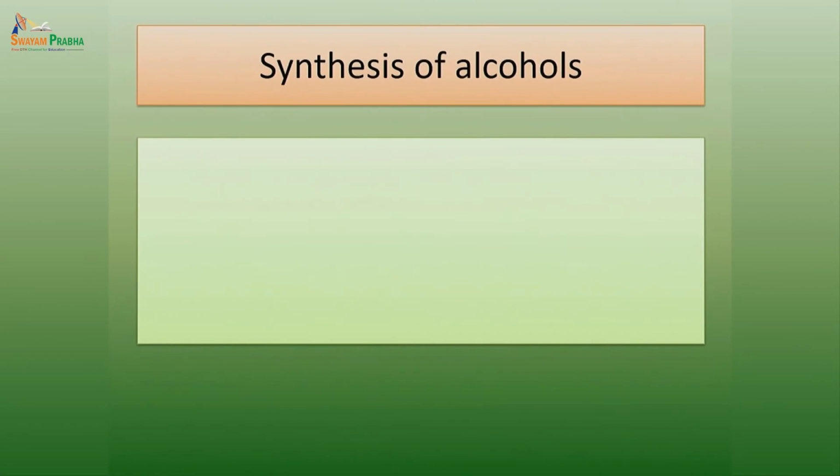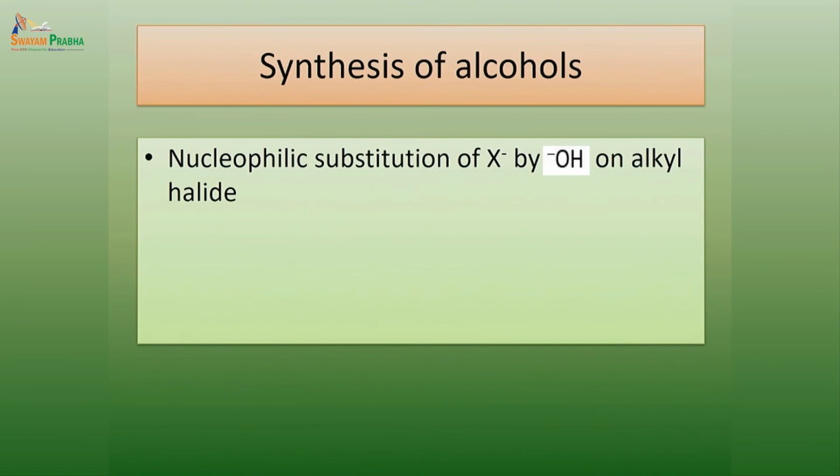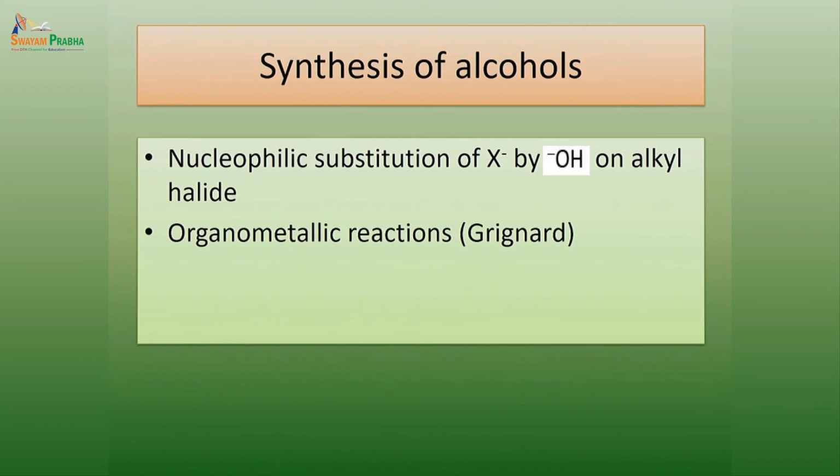Now we will look at the different methods of alcohol synthesis. The first reaction is the nucleophilic substitution of halides with hydroxyl ions. Next one is organometallic reactions, basically the Grignard reaction. This is a very famous reaction. We will see this reaction a little bit in detail.